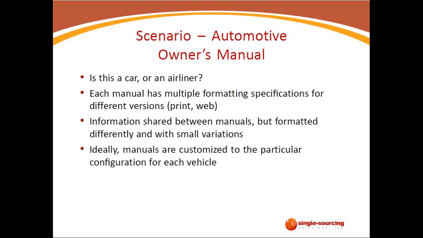The challenges in this scenario include each manual having different specifications for formatting for different versions, including the printed manual and a version that the customer can pull up on the web. Information is shared between manuals, such as the same radio being used in different models, but the formatting may be different in each manual, and small variations may be needed to make the information fit into the manual. The information should read as if it was written just for that manual. Finally, it should be possible to customize a particular manual to match the configuration of an individual vehicle so that it consists of only relevant information, like instructions for the radio that's actually in that car.